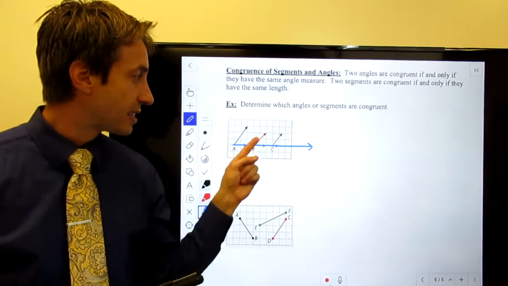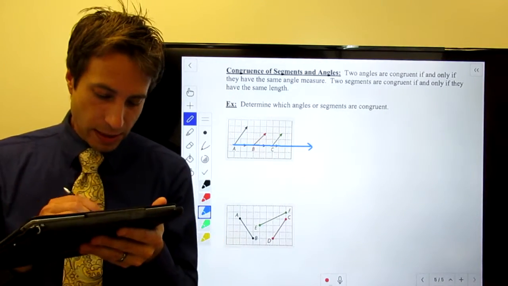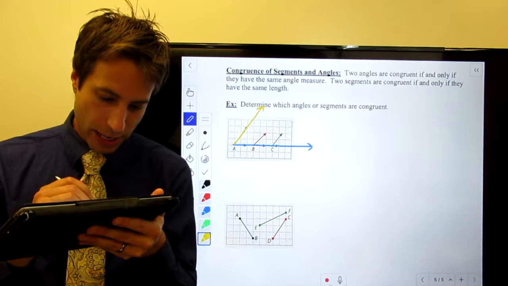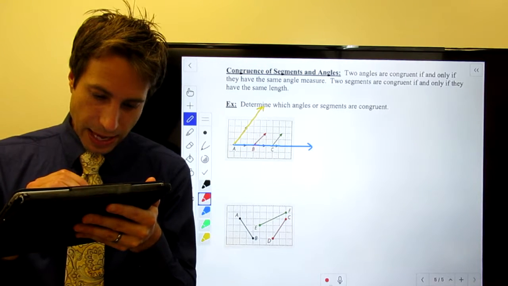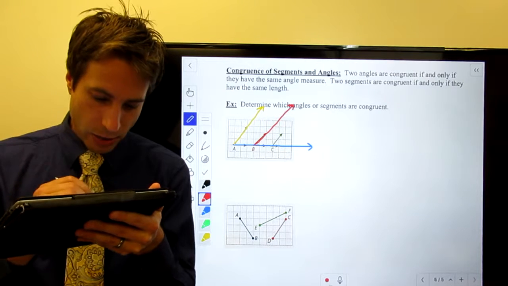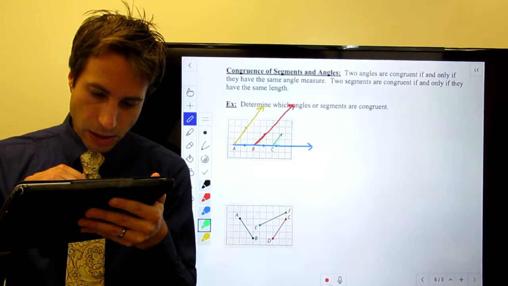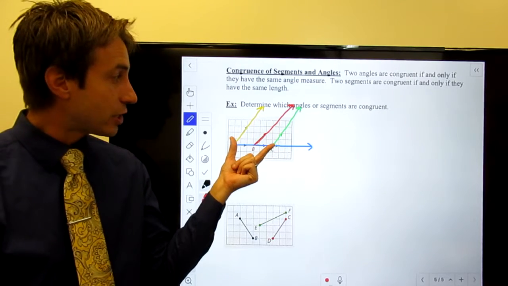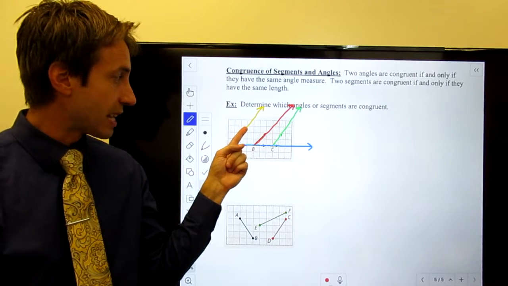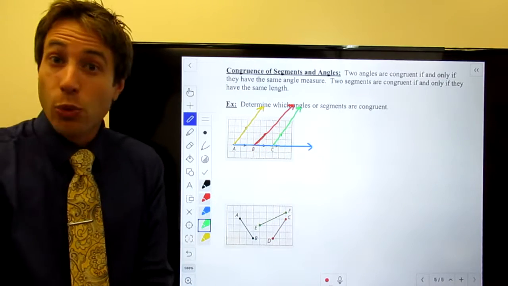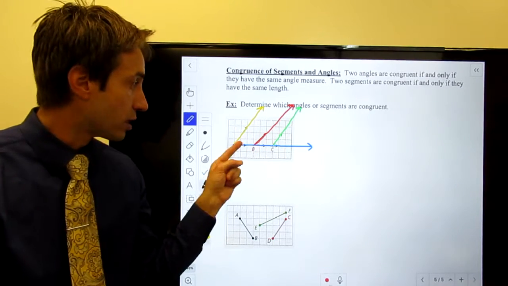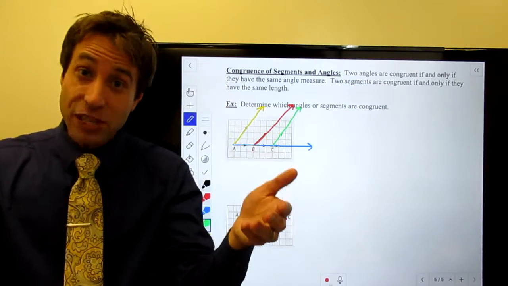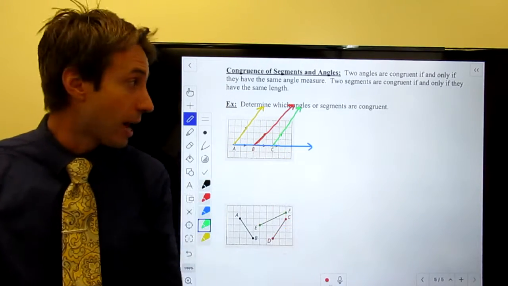Let's go ahead and extend the rest of the rays and see what happens. This guy extends up through here in that direction. This guy extends off through here in that direction. This guy extends off through here in this direction. Can you see which two of those lines, yellow, red, and green, are parallel? Which ones form the same angle? It should be visually pretty apparent, right?